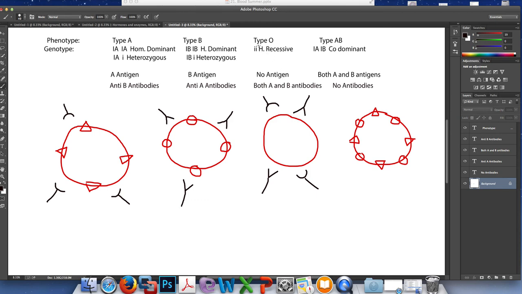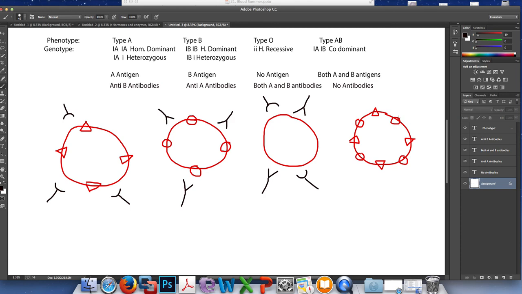Type O blood means that we don't have any antigens or surface proteins on our red blood cell. And then the only way this can be is if we are homozygous recessive. And because we don't have any antigens, that means we can have both antibodies because there's nothing for them to grab onto. This is different than type AB blood because you inherit one gene for your A protein and one gene for B protein or antigen.